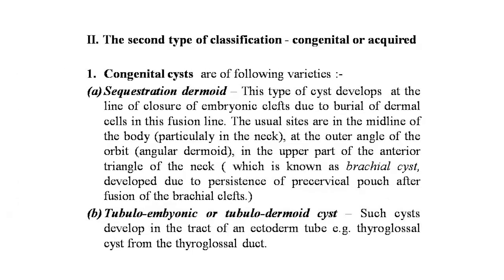Now the second type of classification is congenital and acquired. Congenital cysts are of the following varieties, that is the sequestration dermoid, tubulo-embryonic and tubulodermoid cyst, and cyst of the embryonic remnants. These are the congenital cysts.